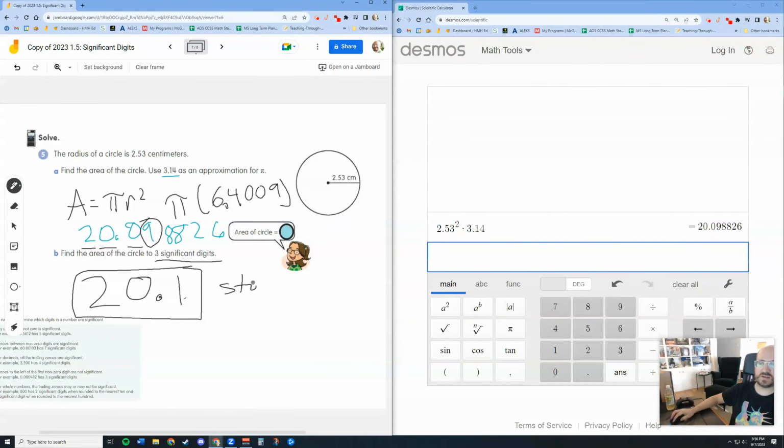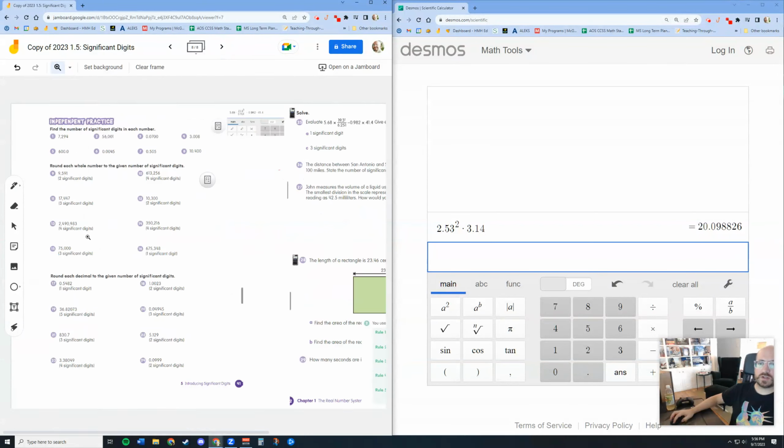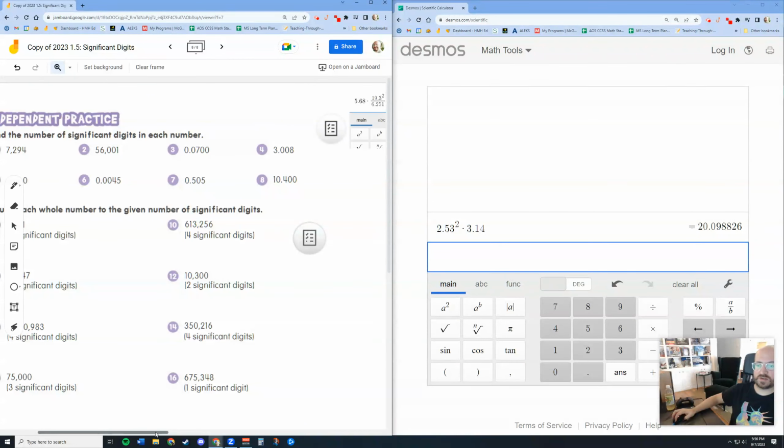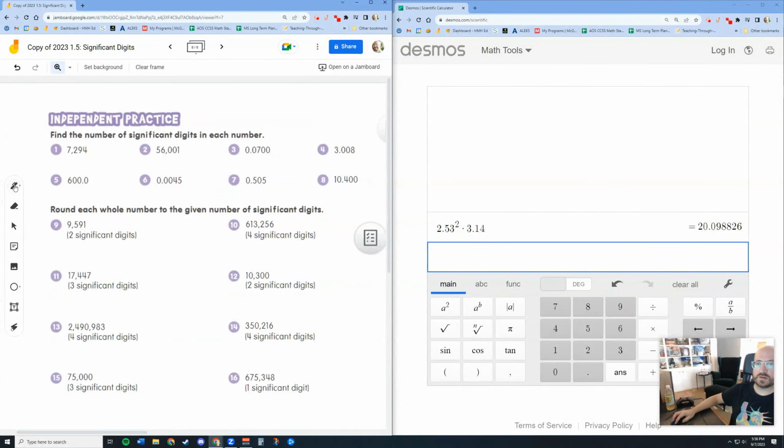We don't need to keep on going. This is not very useful. It doesn't mean as much as 20.1 square centimeters. Some other ones, let's just jump in. I'm going to try and do this just for a couple more minutes.